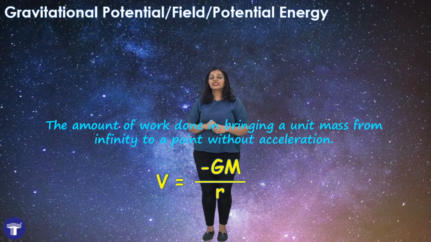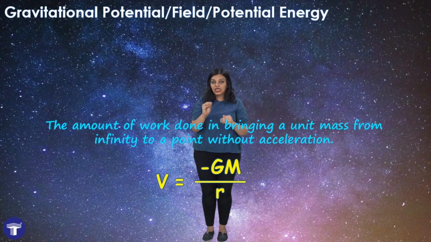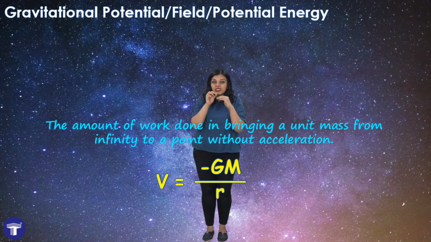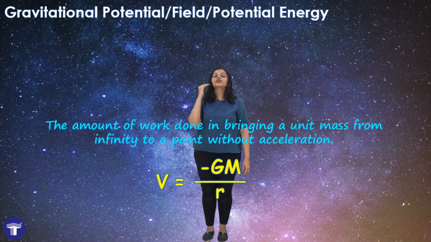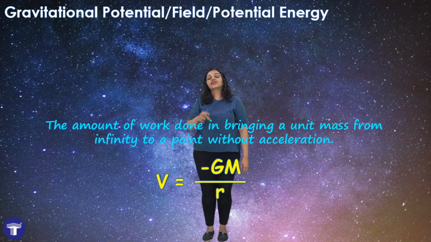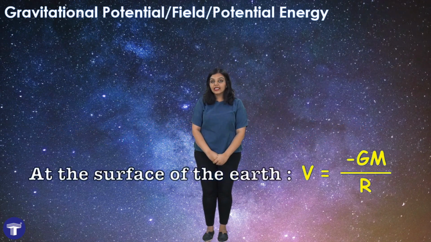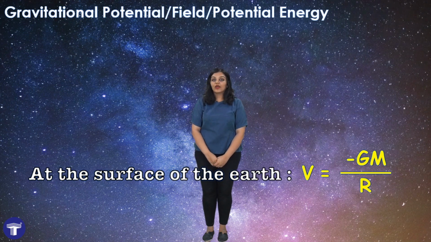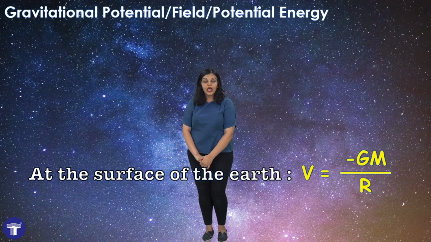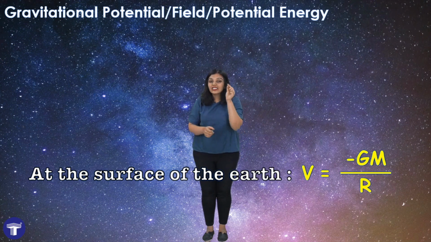Here small r indicates the distance of the object at its final position from the center of the earth, and therefore if I am bringing a unit mass from infinity up to the surface of the earth, then the final distance between that object and the center of the earth is nothing but the radius of the earth, and therefore we say that the gravitational potential of a unit mass at the surface of the earth will be minus capital G capital M upon capital R, where capital M is the mass of the earth and capital R is the radius of the earth. Most importantly, you must now understand that gravitational potential is defined for a single point.